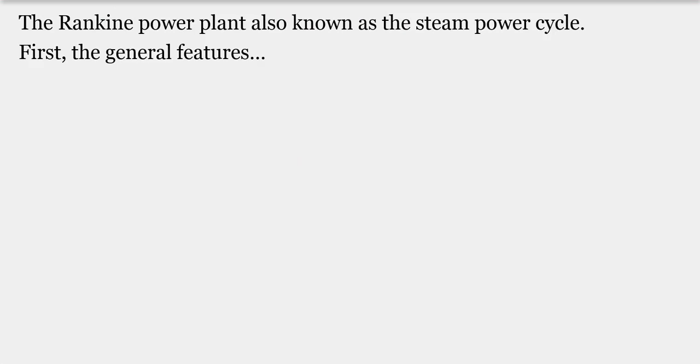Okay, so we're going to go to the Rankine power plant first. This is also known as a steam power cycle. It's also called a vapor cycle, so you often hear a lot of different names. The Rankine cycle is the workhorse for over 80% of the power generation in the world.